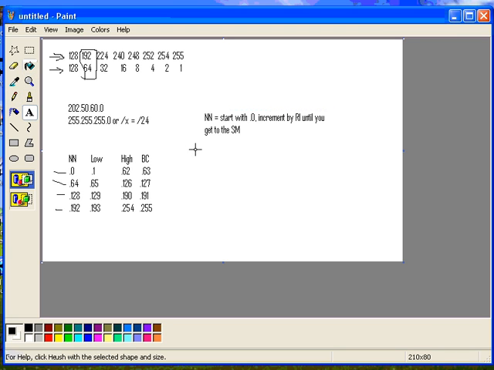Now the next thing I would do is the broadcast. The broadcast is going to be equal to the next net number minus 1. The low is going to be equal to the network number plus 1. The high is equal to the broadcast minus 1. And that pretty much sums up how you do this.